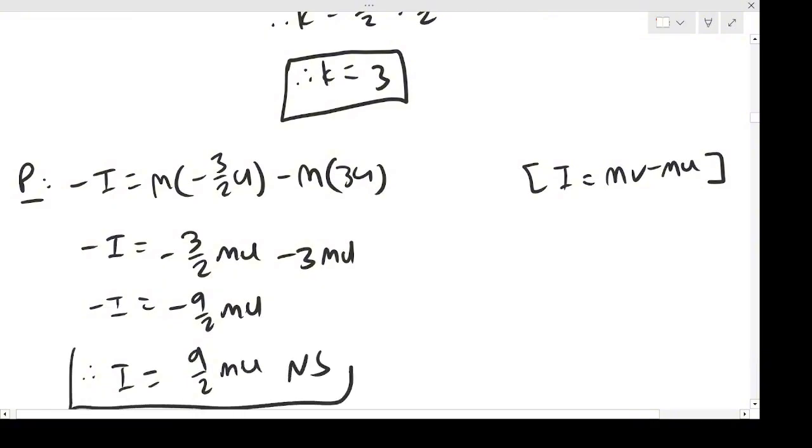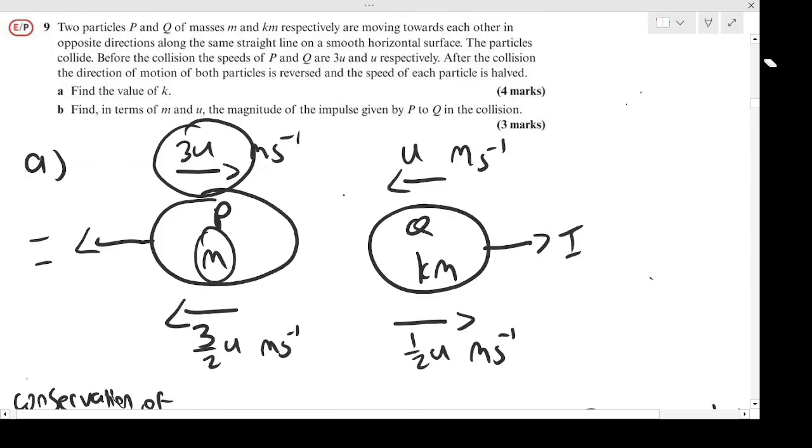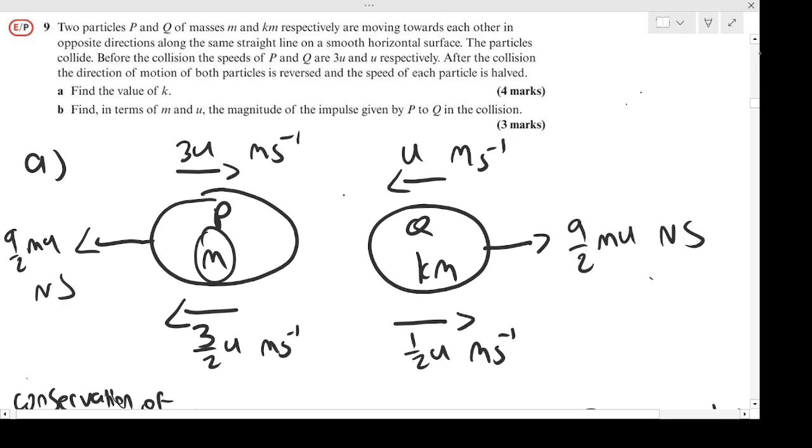And that is my expression for the impulse. Okay, 9/2 mu there. And actually, if you were to do Q instead, the impulse should also be 9/2 mu. The impulses will always be the same no matter what. But that's my impulse. Okay, so hopefully happy with that.